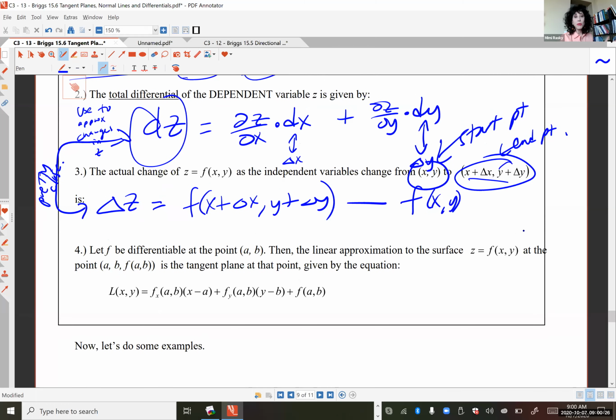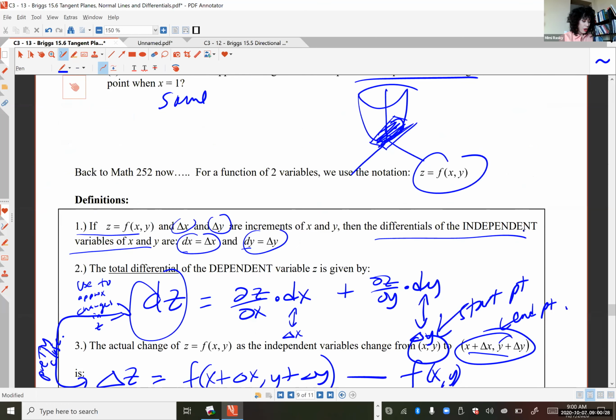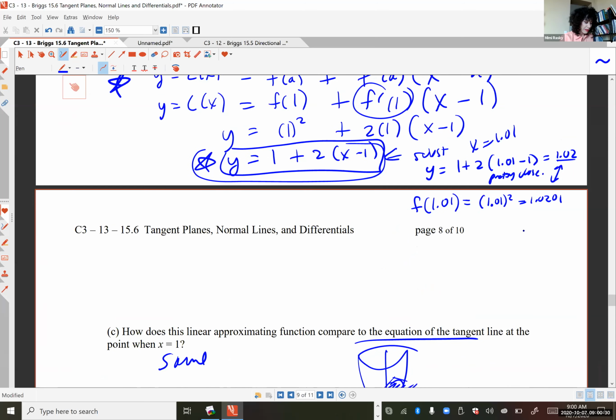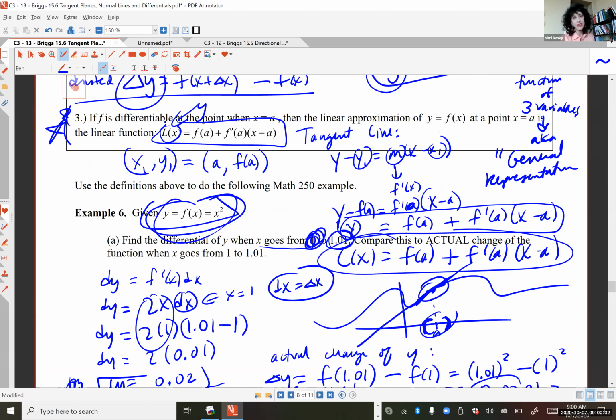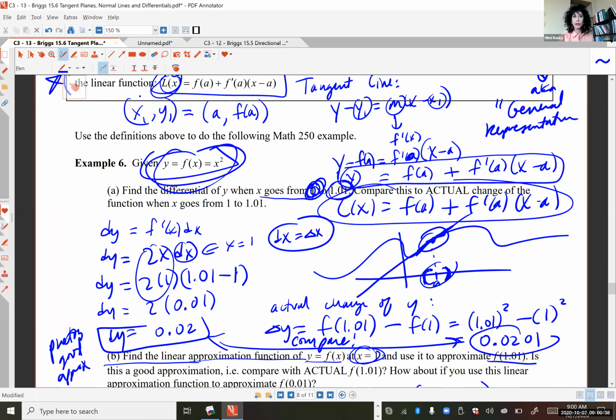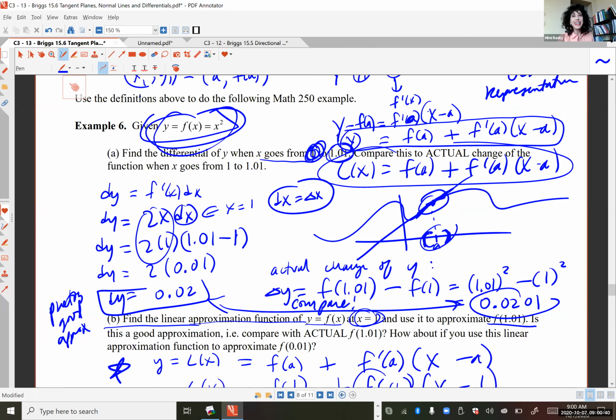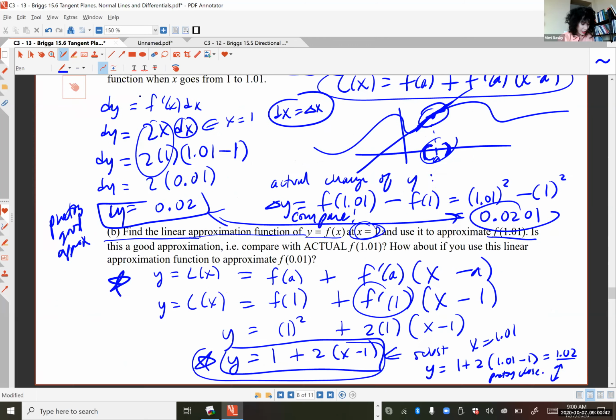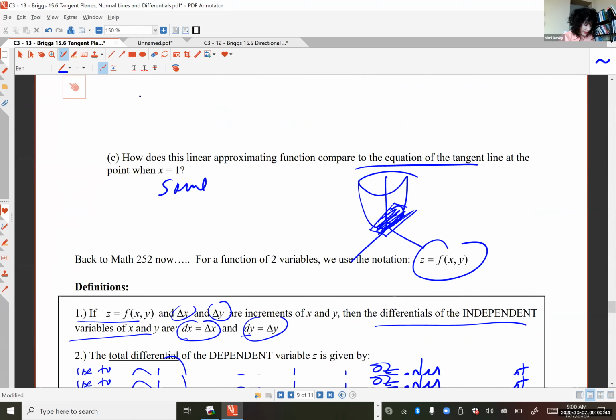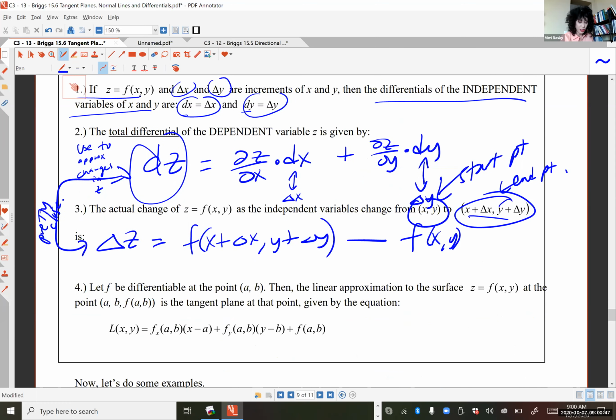Okay, now similar to what we did up here, where we had this approximating function, this L of x, which is just the same as the tangent line. It was the same. So don't think, oh, L of x, that's something new and improved. No, it's not. It's just the freaking tangent line. Okay, so for us, we're just going to rewrite the tangent plane.